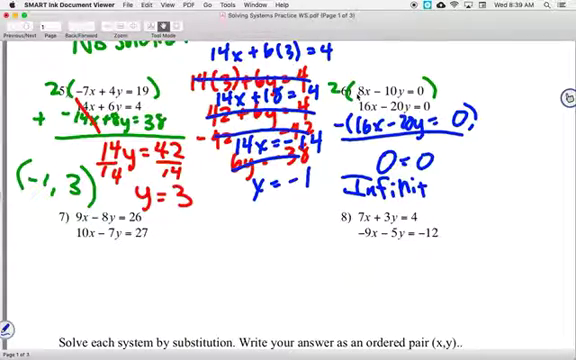Infinite solutions. Okay? Remember the difference between those two things. When there is something that is never true, there is no solution. When it's something that is always true, there are infinite solutions, right? We should always remember that. Okay?